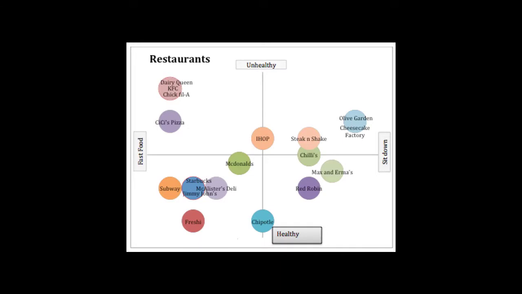And then the third positioning tree is related to restaurants, and the purchase attributes, considerations a customer thinks about before they decide where to go, where to purchase, would be how healthy is the restaurant, low healthy to high healthy, and how fast is the service experience going to be, from high speed fast food to low speed sit down.